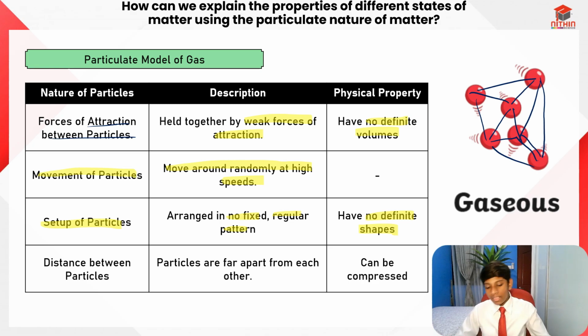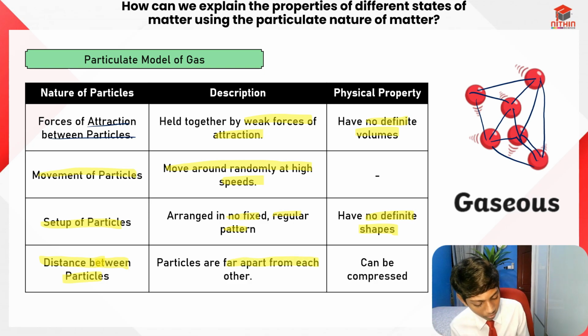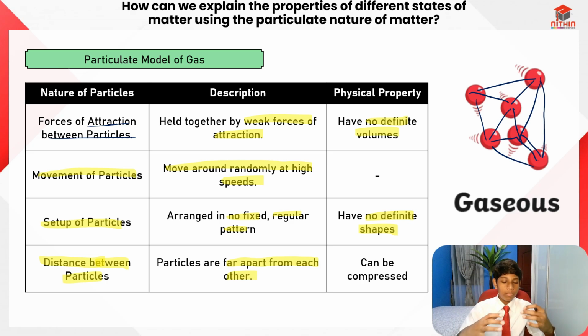Okay, and the distance between the particles. This is something that you don't need to memorize, because we can tell that the distance between the particles is actually really big. So the particles are far apart from each other, and this means that gases can actually be compressed. Okay, so do you understand why?